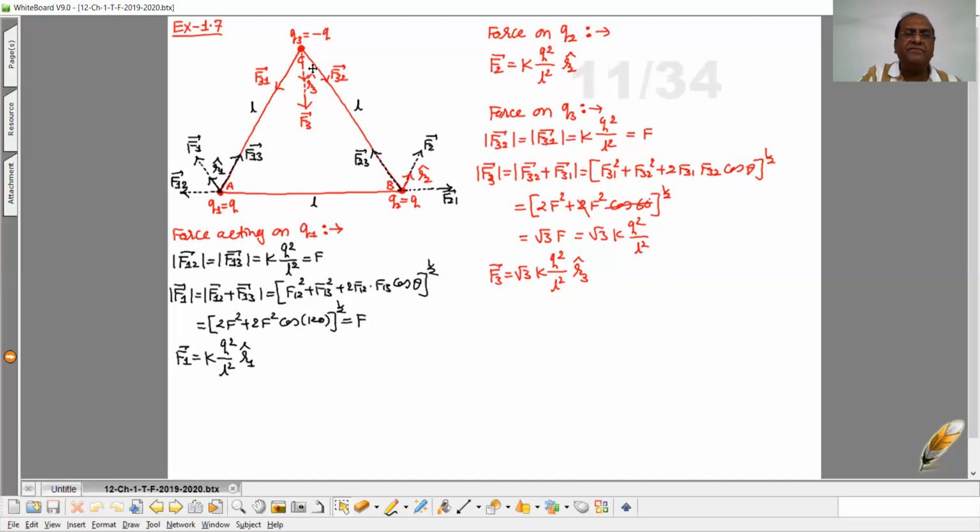Now the angle between F31 and F32, see here in the figure, is 60 degrees, this angle. So cos 60. So we will get this resultant as root 3F, that is root 3KQ square upon L square. So in vector form F3 is root 3KQ square upon L square R3 caret, and R3 caret is the unit vector in the direction of the resultant force on Q3, that is F3. As shown in the figure, the direction of R3 caret will be there. So these are the forces on each charge. Clear?